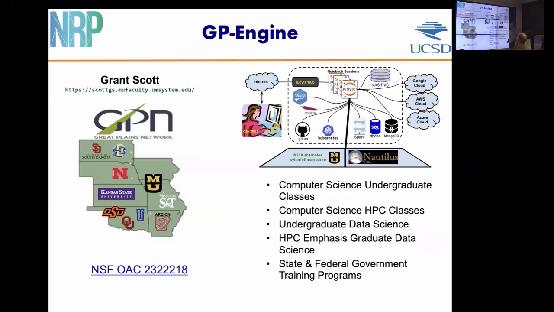And here is an example of the GP engine. This is the states we're talking about, institutions across seven states in the Midwest: Nebraska, South Dakota, I'm not even sure that I get them all right. Kansas, Missouri, Arkansas, that's Oklahoma, I think. And I'm not sure what that is.